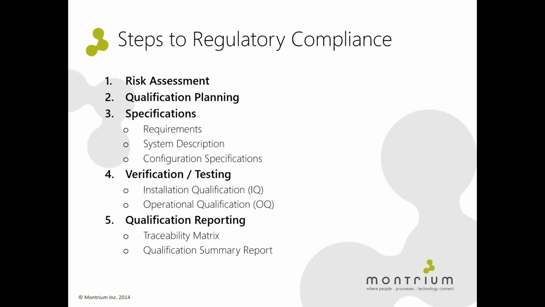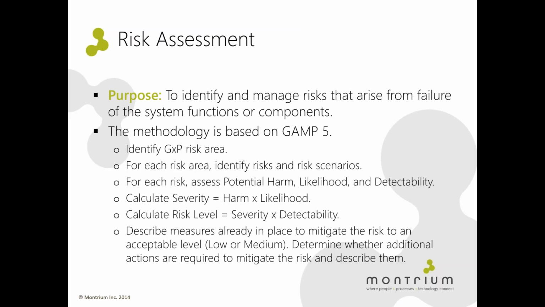The first step is to document a risk assessment. Then we documented a qualification plan. Then we documented specifications. Then we documented the verification and testing activities. And finally, we reported the qualification effort through qualification reporting documents. I'm emphasizing the fact that we're documenting every step because if it's not documented, it doesn't exist. That's just the nature of our world. So let's look at each step in more detail, beginning with the risk assessment.